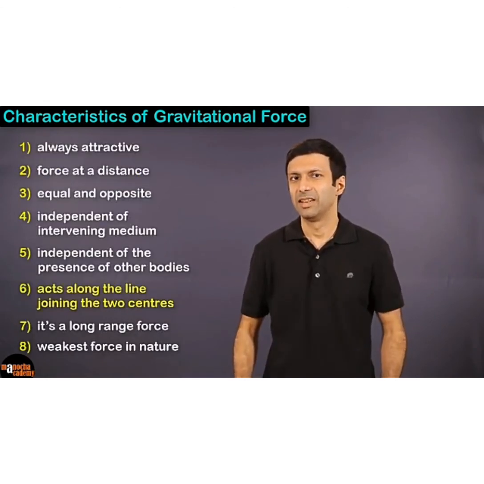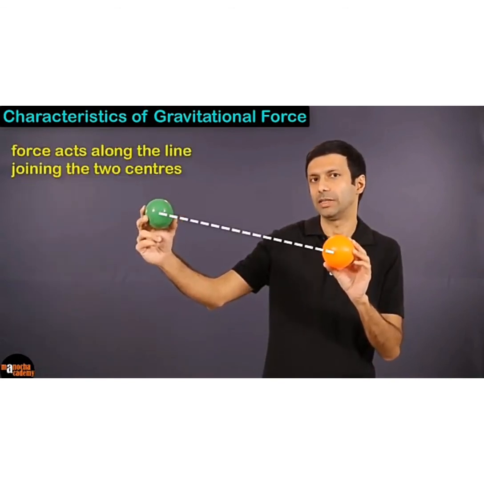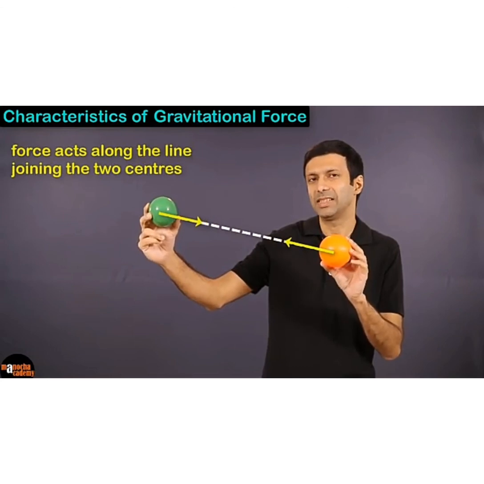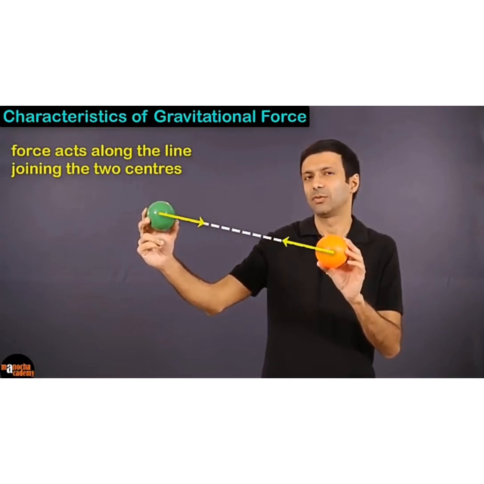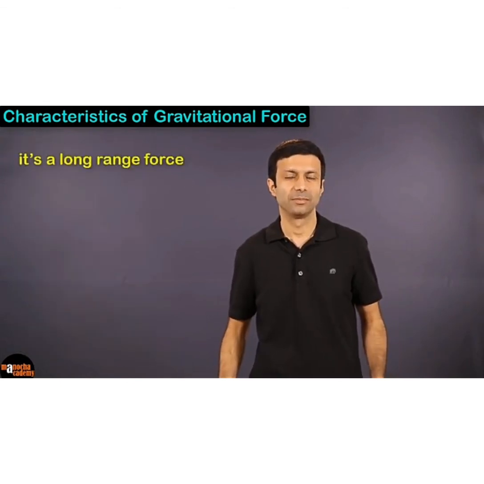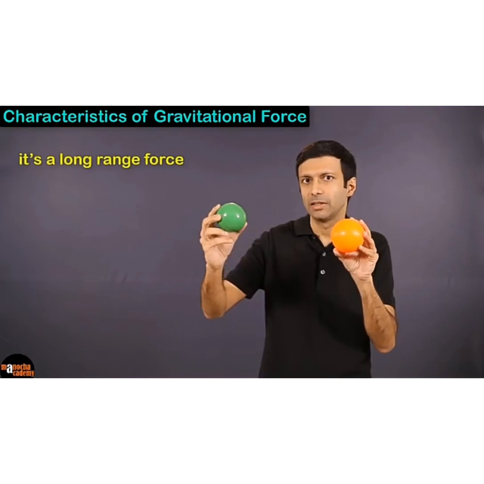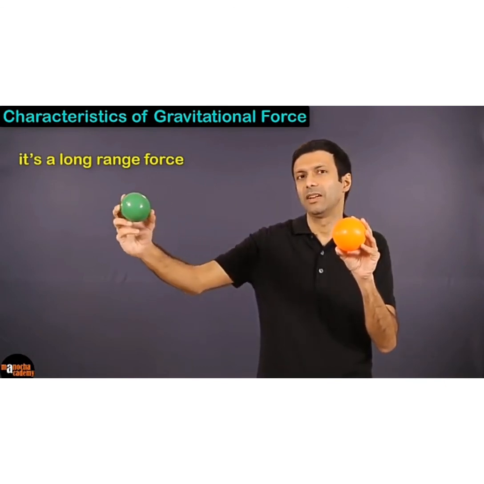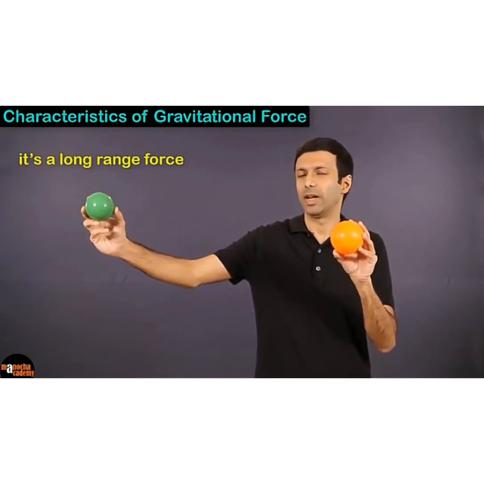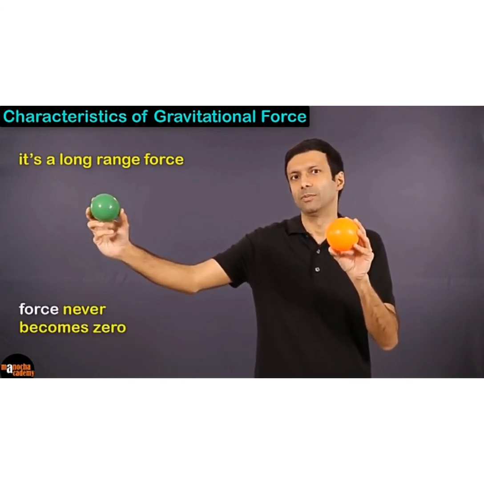Number 6. The force acts along the line joining the center of the two bodies, or to be more precise, the center of masses of the two bodies. 7. It's a long-range force. So as you keep increasing the distance between two bodies, the force keeps decreasing according to the inverse square law. But the force never becomes zero.